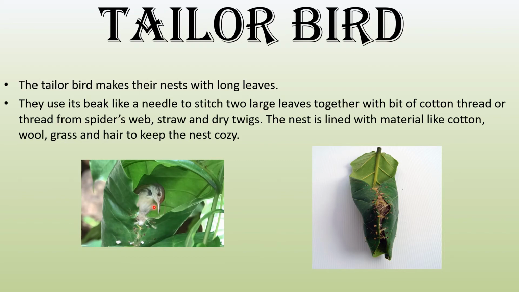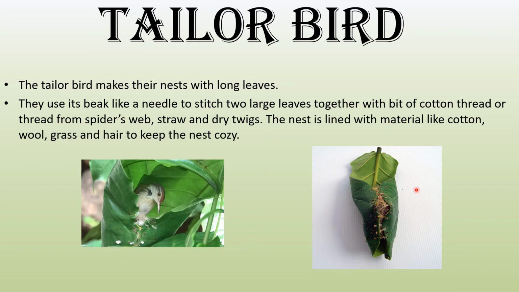They will use beaks to stitch the two large leaves together, and they will stitch with the help of a thread, cotton thread or thread from the spider web. They will use materials like cotton thread or thread from the spider's web so that they can stitch the leaves together. And they use materials like straw and dry twigs.